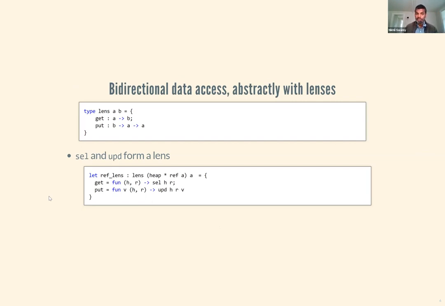But you can also layer abstractions on top of it. For instance, if you wanted to reason about the effect of reading and writing references, you can reason about them using an abstraction, like the notion of lenses for reasoning about bidirectional data access. A lens is a pair of functions between two types A and B, such that from an A you can extract a B, and given a B and an old A, you can construct a new A. So it's a way to read and project a B from an A and to update an A with a new B.